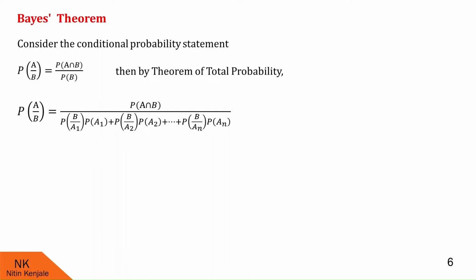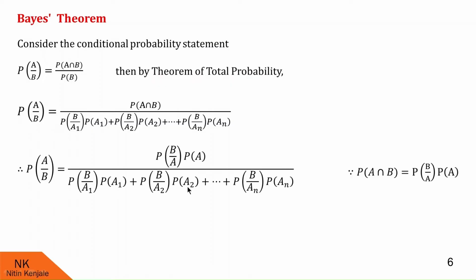Now using conditional probability statement for probability of A intersection B, we can write P of A intersection B in the numerator as P of B by A into P of A. So we get P of A by B as P of B by A into P of A upon P of B by A1 into P of A1 plus P of B by A2 into P of A2 up to P of B by AN into P of AN.